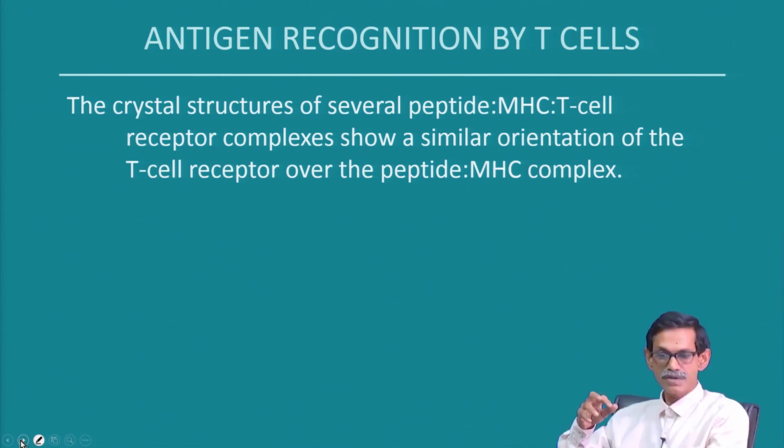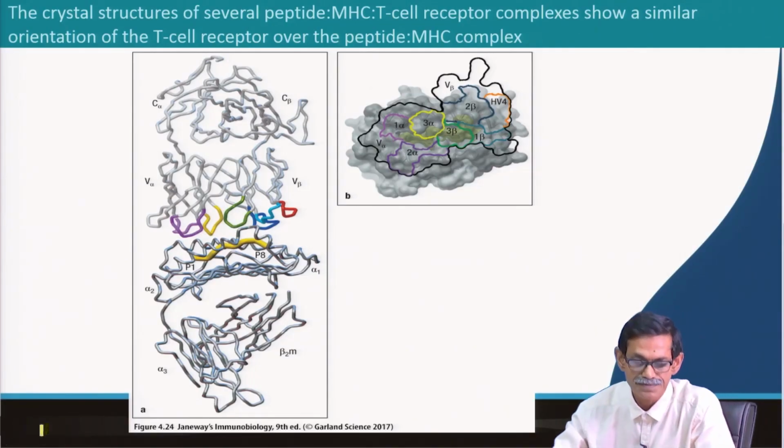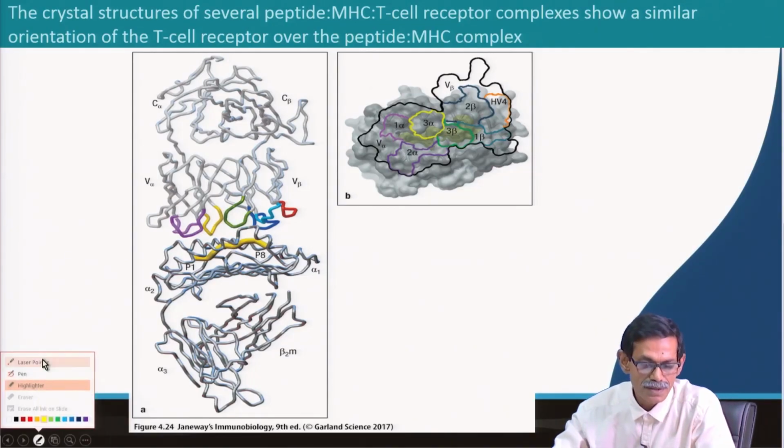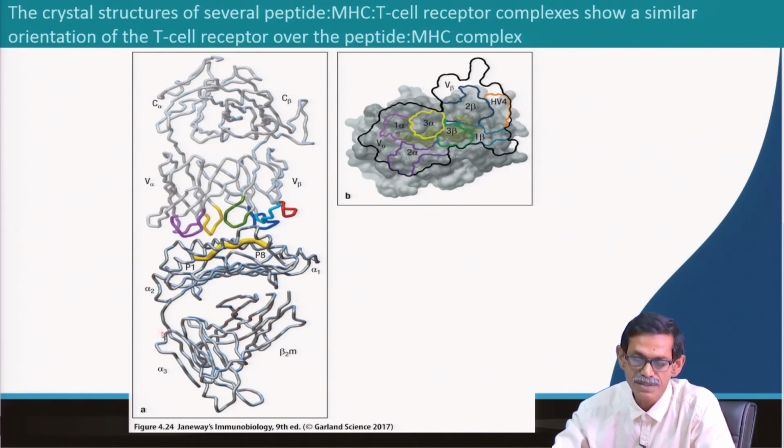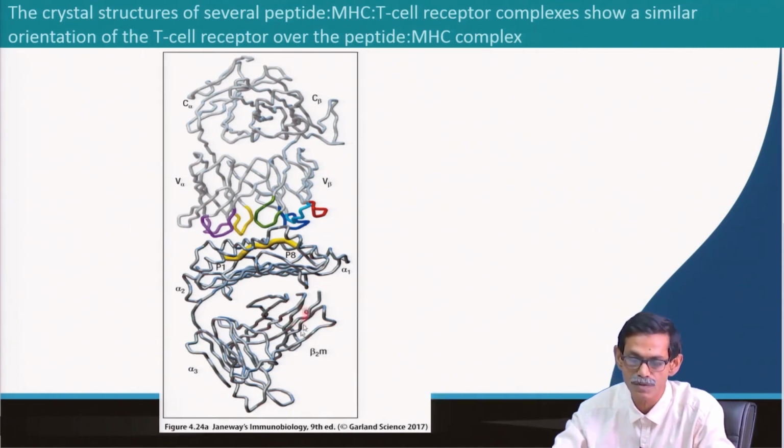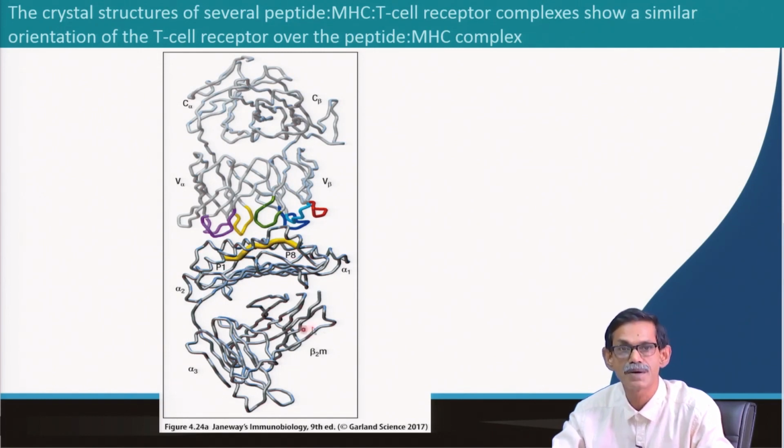What do I mean by similar orientation? So if this is MHC 1, this is a crystal structure, let us go to the next slide. This is MHC 1. If you see, this is the alpha 1 domain, alpha 2, which is the peptide binding region, the yellow one is the peptide, and the alpha 3 domain, and this is beta 2 M, that means beta 2 microglobulin.